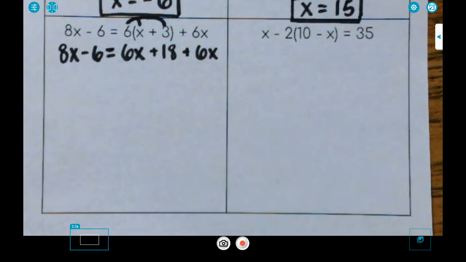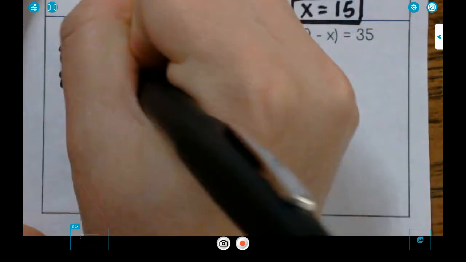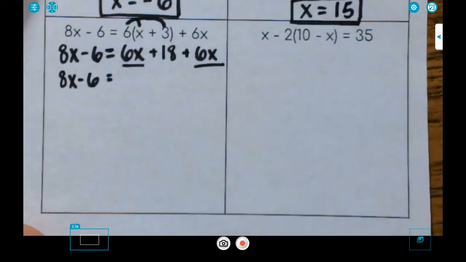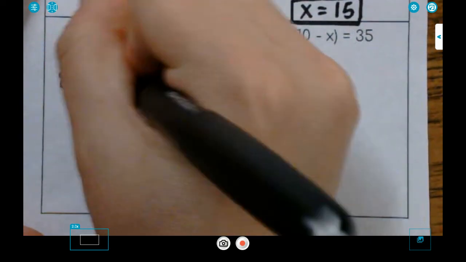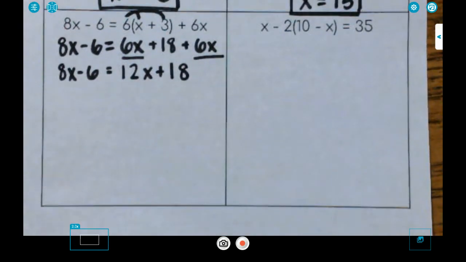So I'm going to leave my left side alone still, just rewrite 8x minus 6. And I am now going to combine this 6x and this 6x. 6x plus 6x is 12x. So I now have 12x plus 18 on the right side. Since they were on the same side, I was able to just combine them together.